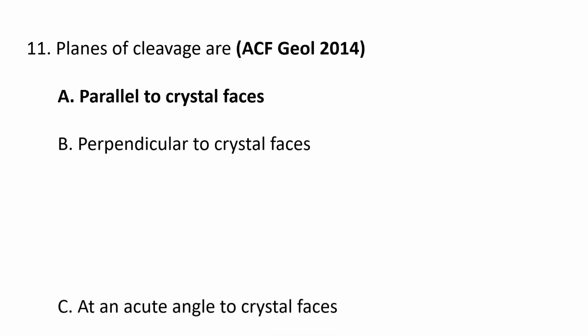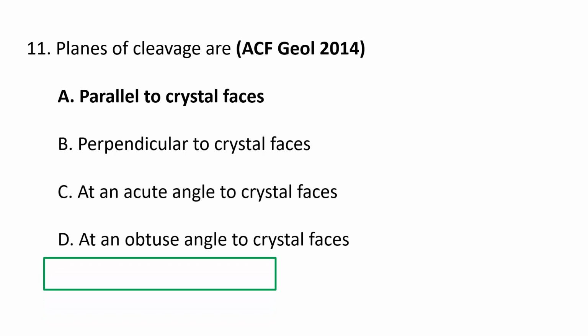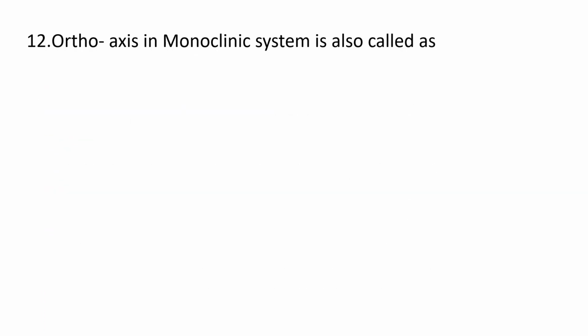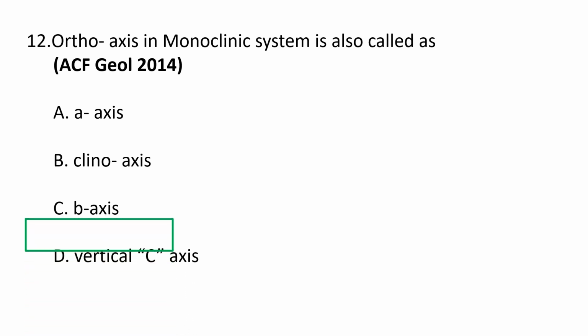Perpendicular to the crystal faces, C, at an acute angle to the crystal faces, and D, at an obtuse angle to crystal face. So planes of cleavages are parallel to the crystal faces. A is the correct option. Next question. Orthoaxis in monoclinic system is also called as A, axis, B, clinoaxis, C, B axis, D, vertical C axis. So the orthoaxis in monoclinic system is also called as B axis.